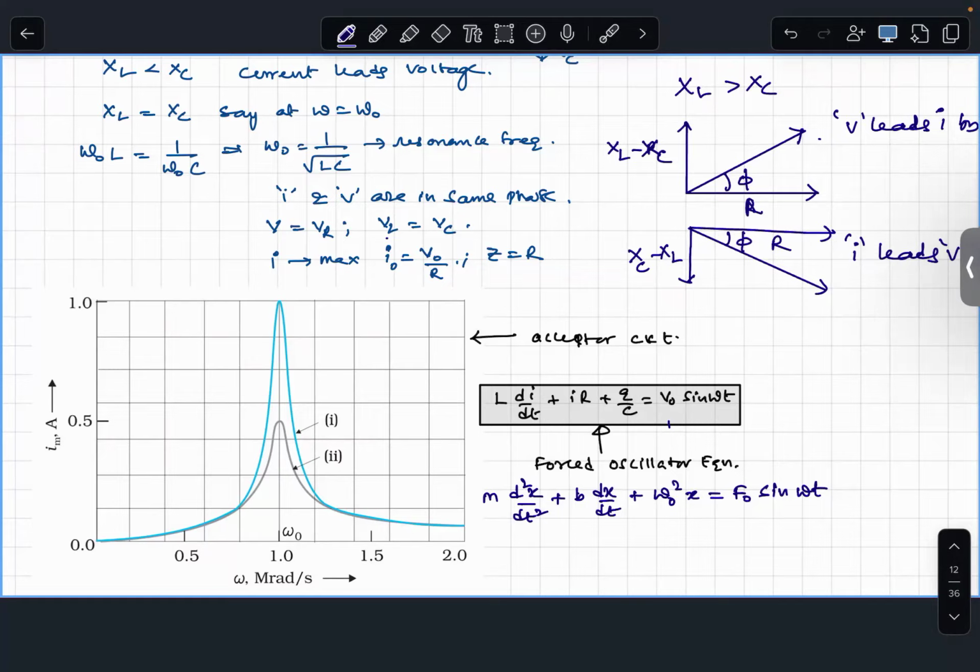At resonance, please understand, the potential drop across the source and the potential drop across the resistance is the same. Do you want me to repeat? The potential drop across source and resistor is the same. The voltmeter, if connected across the source, will show the same reading. Why? Because across L and across C, their combination gives 0. Any doubts?